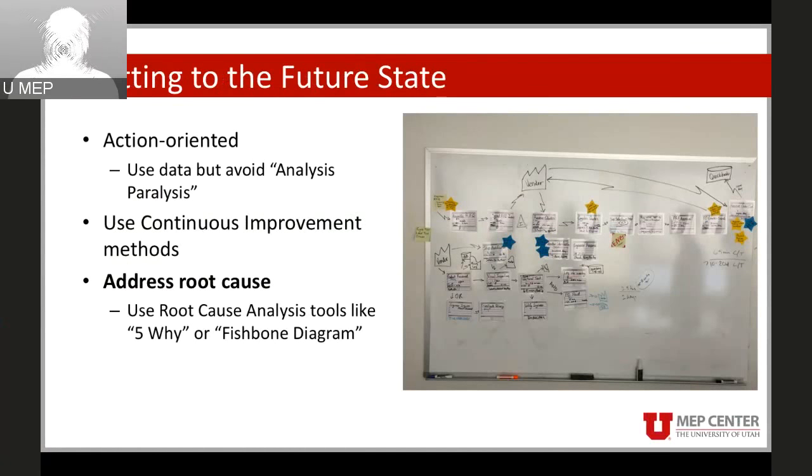but we want to avoid analysis paralysis. We want to use the data, but also use our gut feeling and make sure the team is confident that that's the correct step to go forward. You'll hear things like a 5 why or a fishbone diagram.